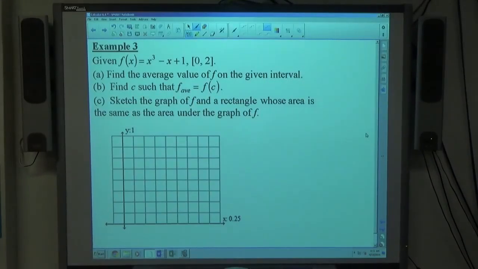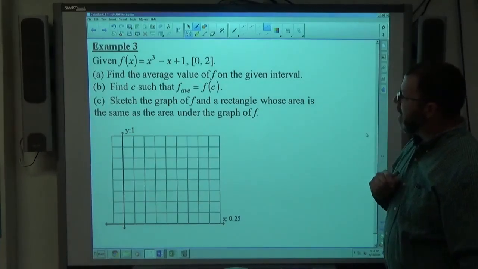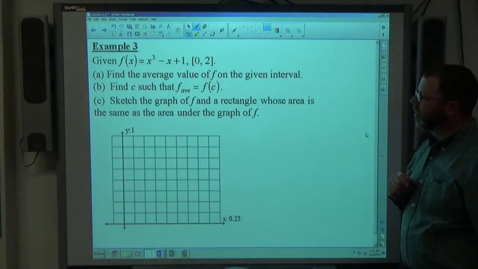Example 3 on 6.5. Given f of x equals x cubed minus x plus 1 on the interval from 0 to 2, they want us to find the average value of f on the given interval.